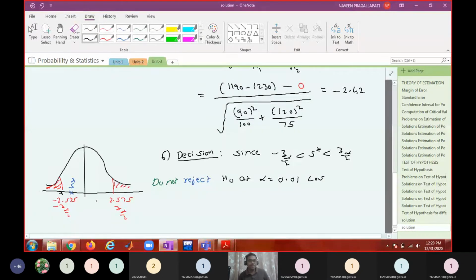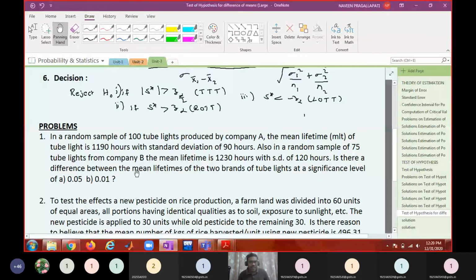Now see the sample means. Which mean is higher?